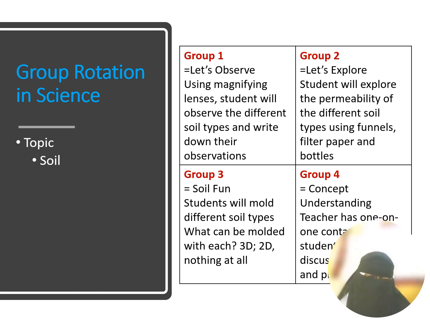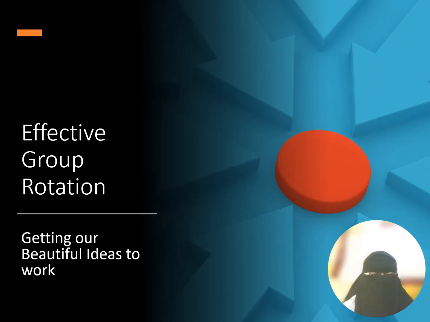You can also have some students in group 3 who are having soil fun. They are molding different soil types and trying to see what can be molded. Instead of telling them that you cannot mold sandy soil, let them experiment, let them feel, let them touch. If you look at all the activities in the rotation, you'll see that we are trying to ensure that the different senses are being catered to. We have the visual, the kinesthetic, the auditory, so that all the students are able to learn effectively in the classroom. While the fourth group is going to be on concept understanding, where the teacher has one-on-one interaction with them.